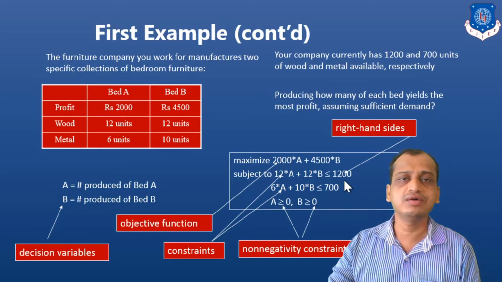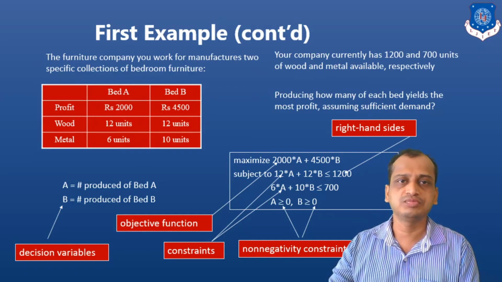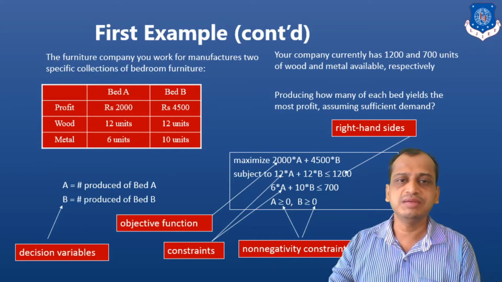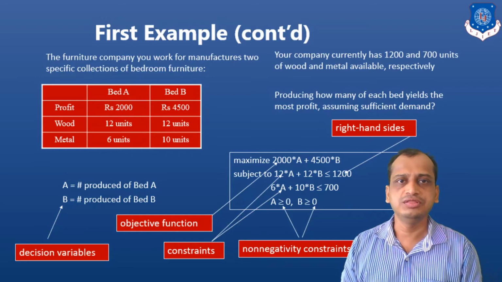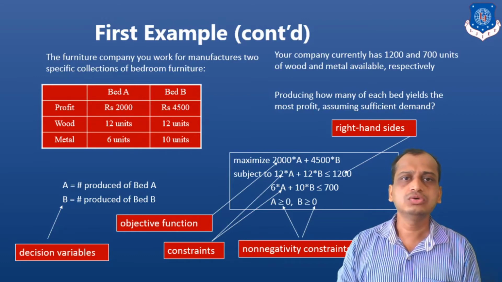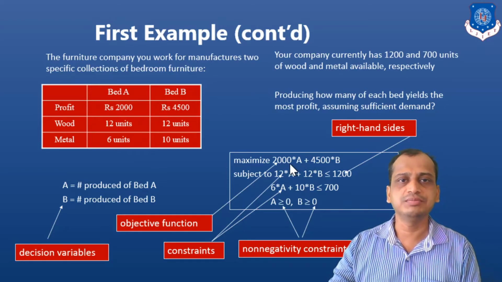Where does this 1200 come from? It comes from this constraint of wood. There is only wood of 1200 units available for the company. Right? Same way, 6A plus 10B for metal, that goes into bed A and bed B. Again, what is the maximum amount of metal available? That is 700. So less than equal to 700. Why less than equal to? Because that is the maximum amount available for the company in the factory, right? So that is how we formulate the linear programming example here.